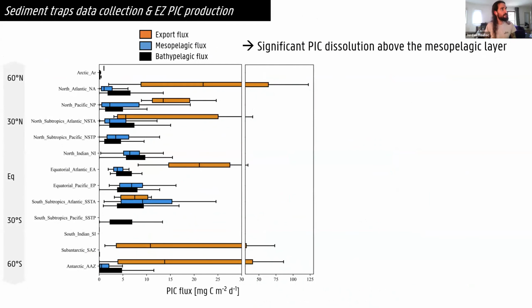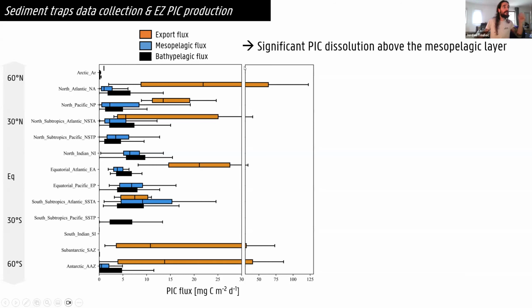Now if you look at the sediment trap data, on this box plot, all the different bioregions are on the y-axis, and on the x-axis is the PIC flux, considering the export layer, the mesopelagic layer, and below the mesopelagic layer, the bathypelagic layers. We observe that the orange box plot, the export flux, is always higher than the mesopelagic and bathypelagic layers. We don't observe any significant difference between mesopelagic flux and bathypelagic flux.